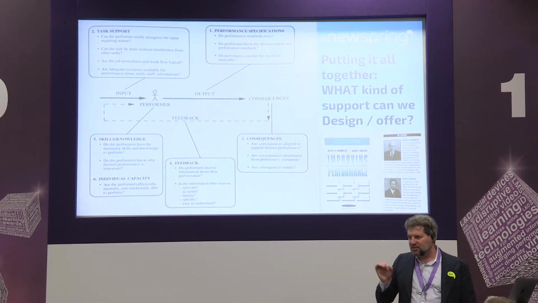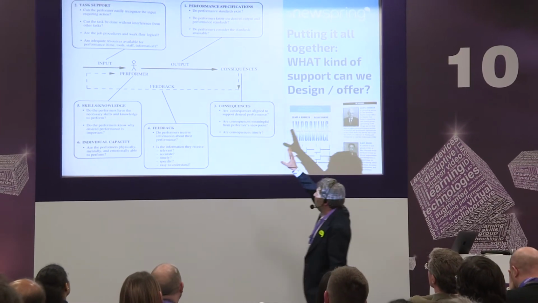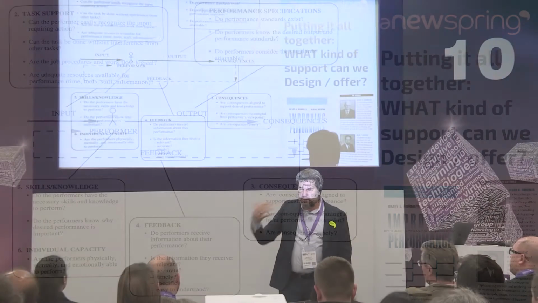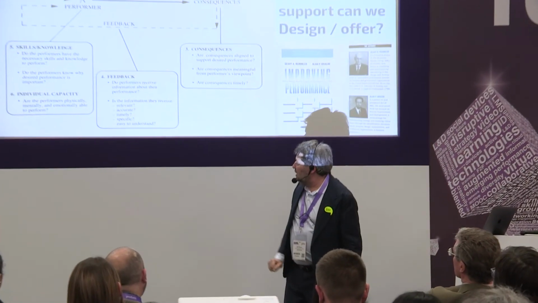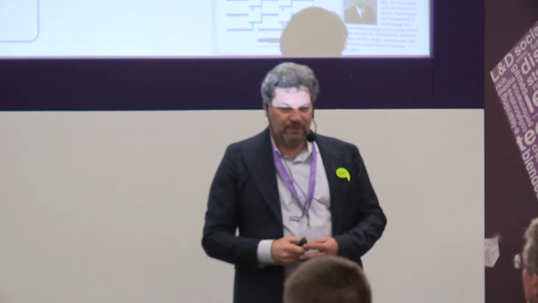If they lack skills or knowledge, then training could be useful. For the other parts, we need communication with managers. We need good consequences. We need a good system, good workflow, good input, good tools, etc. Feedback, we need a good system for feedback to get the job done.